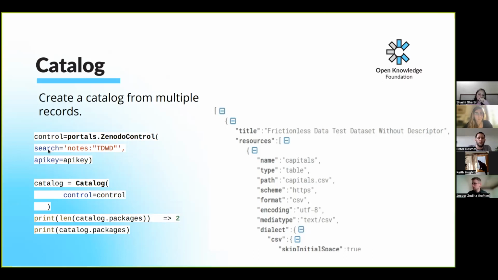Here this search query is matching two records in the Zenodo repository. So we have two packages in that catalog, and when I print the packages, it will look like this, which I have shared on the right side of the screen, the output. And the output is partial, because the whole output won't fit on the screen. So that's why I only pasted half of the screenshot.